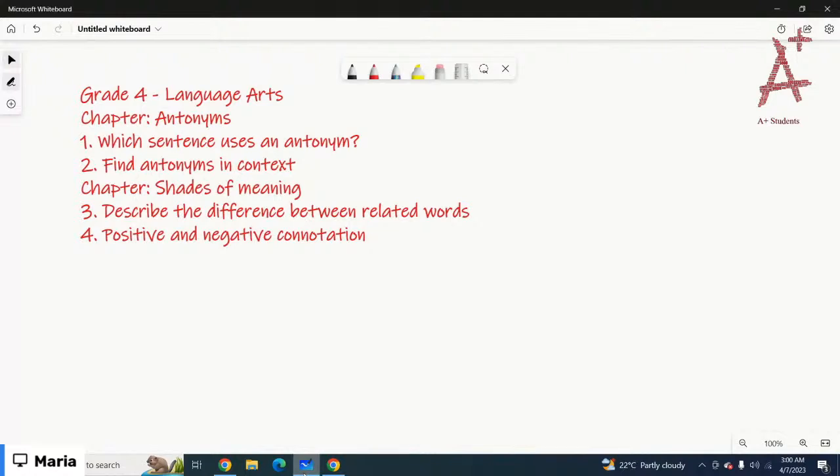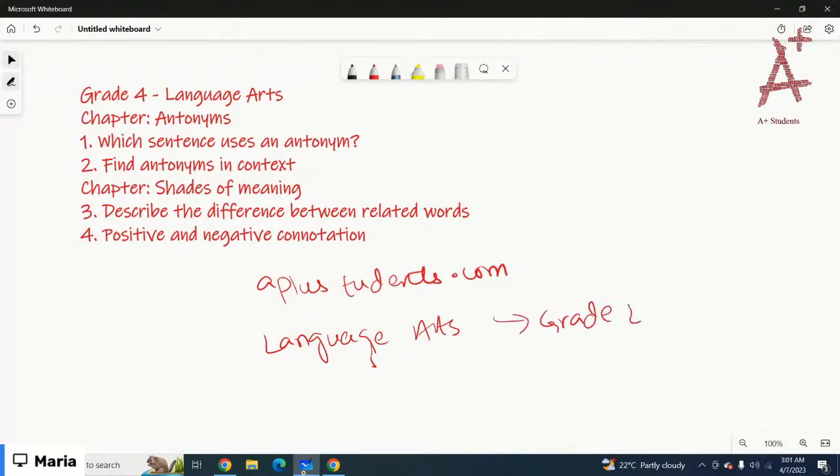So we're going to start with grade 4 language arts. You can find all the lessons on aplusstudents.com. You have to log in there using your email address and password provided by the administrator. Then you have to select language arts from the subject tab. Scroll down to grade 4 and then click on view all lessons. So there you can find a list of the chapters.